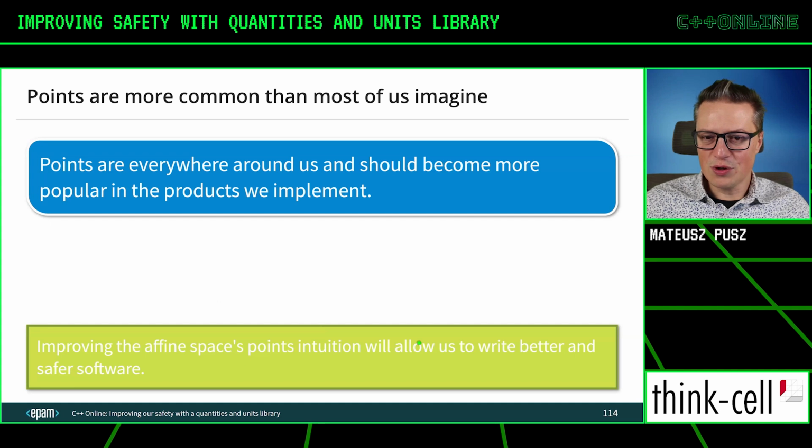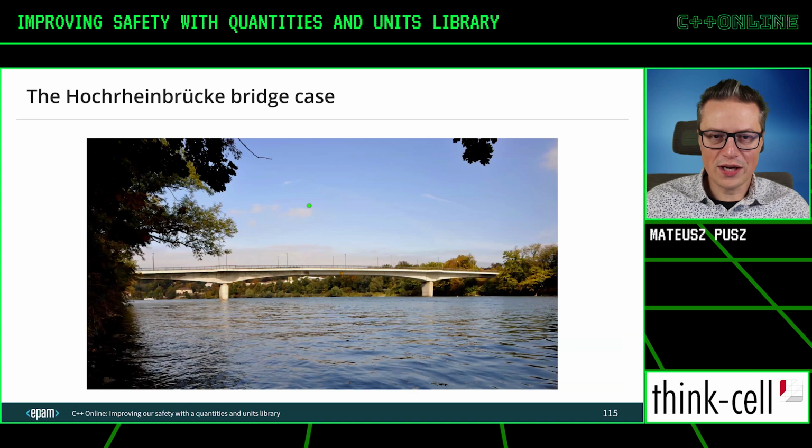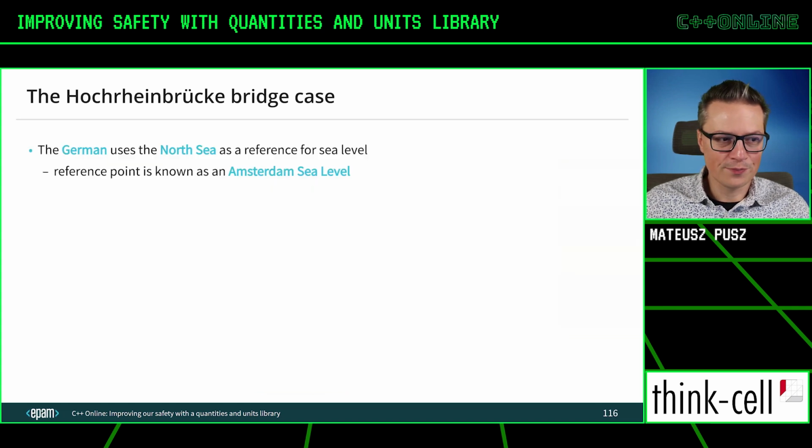Improving the affine space intuition will allow us to write better and safer software. And with this, we can actually resolve the Hochbrücke bridge case and find out how we can implement this to not have the issue of sign error as it was the case during construction of this bridge.